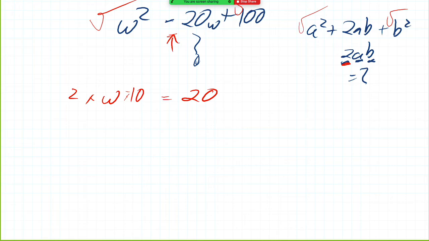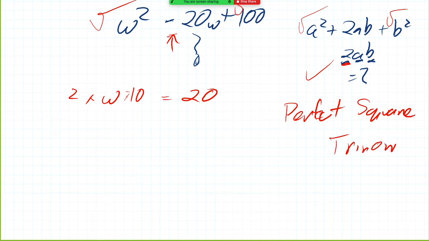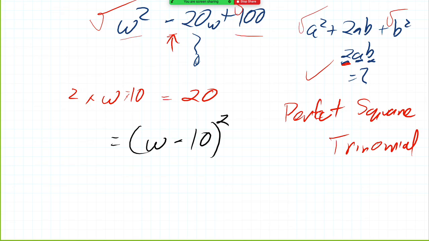What's neat about that is if this checks out, this is called a perfect square trinomial. And the fast way to do it is just to square root the first term and the last term, take those two values. So square root of w squared is just w, square root of 100 is 10, and whatever the middle operation, just bring that down and square the bracket, and that is the fastest way to factor something like that. You could use decomposition or something else to do it, but this is a very quick way to factor a perfect square trinomial.